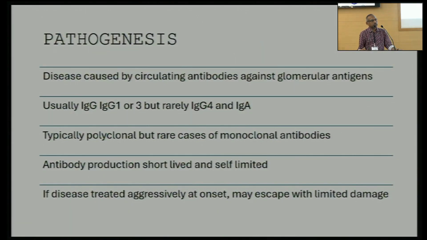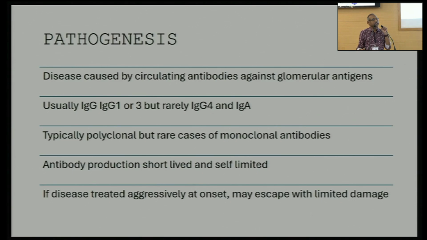So let us see what's new in the pathogenesis of anti-GBM. So we all know it's directed by circulating antibodies against glomerular base membrane antigen, and which are usually IgG1 and IgG3, but rarely they can be IgG4. And they are typically polyclonal, but sometimes, very rarely, you can get monoclonal. These are completely different diagnosis and problems.